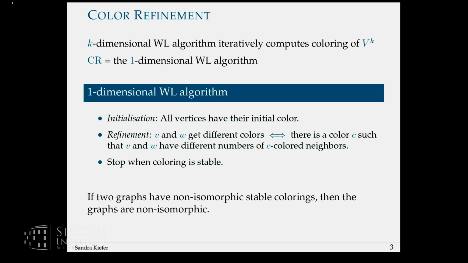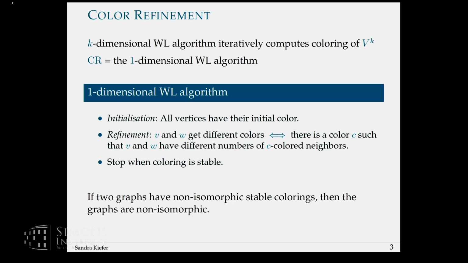But by the Cai-Fürer-Immerman construction, no dimension of the algorithm actually suffices to decide graph isomorphism by itself. So it can only be used as a tool, but not as the only tool. The inverse is not true. So there are graphs which are non-isomorphic but have isomorphic stable colorings. So you would need something more. You can only use it as a subroutine, and that's how it's used.